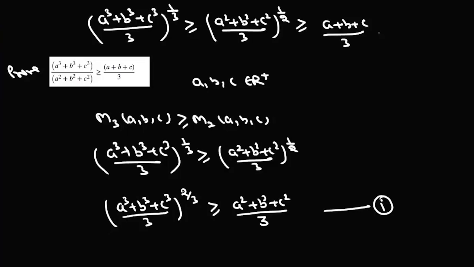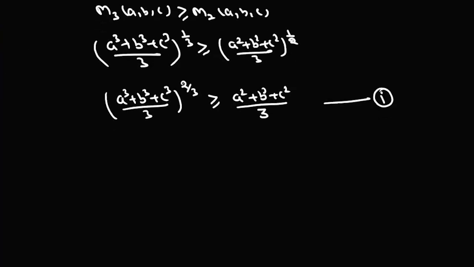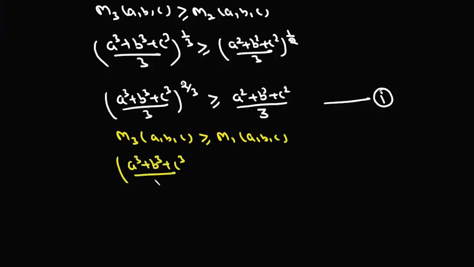Now we also know that m3 is greater than or equal to m1. So we can write m3(abc) will be greater than or equal to m1(abc). So it will be this a cube plus b cube plus c cube upon 3, to the power 1 by 3, and will be greater than or equal to a plus b plus c whole divided by 3, and that's our second inequality relationship.